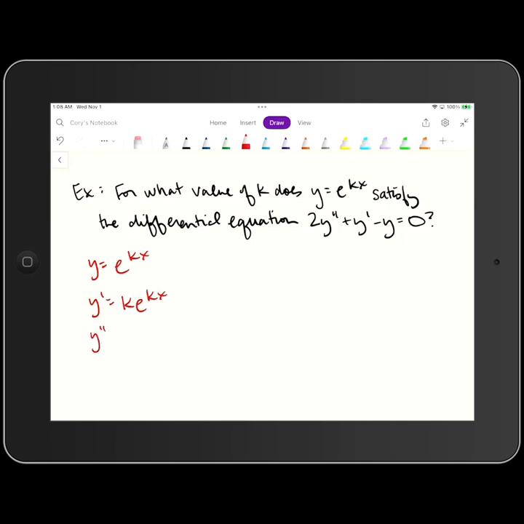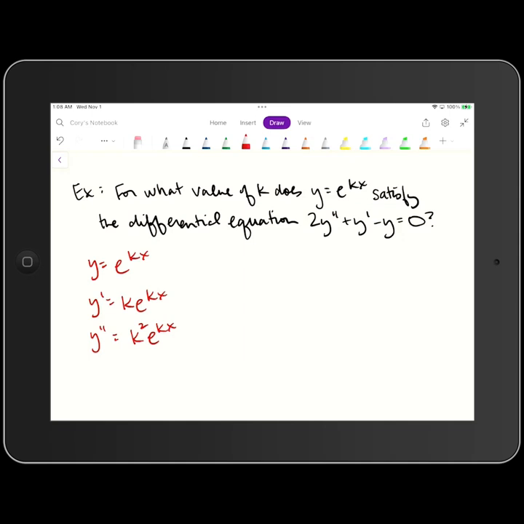And if I want to find y double prime, I can pull k out front. The derivative of e raised to the kx power is e raised to the kx power times the derivative of the exponent k. So when we multiply that times k, that makes the factor out front k squared. Once we know the values of y, y prime, and y double prime, we can plug those values into our differential equation.